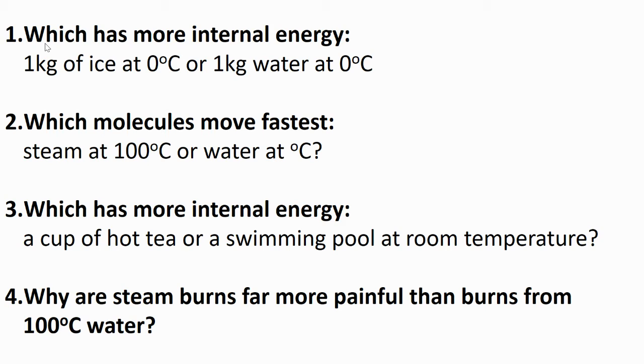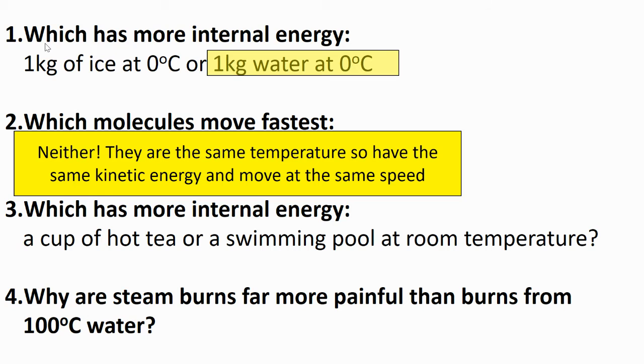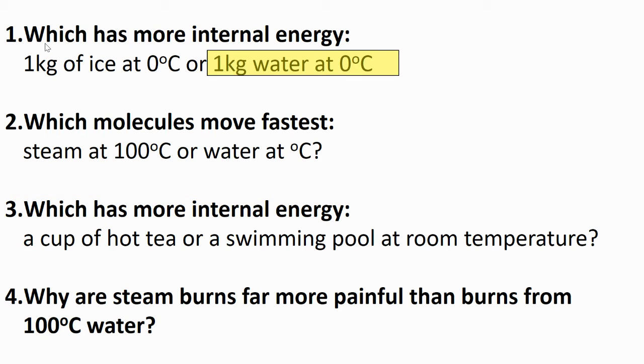So question 1, which has more internal energy? It is 1 kilogram of water. They are at the same temperature, so they have the same kinetic energy, but water has more potential energy. Question 2, neither. They are at the same temperature, which means they have the same kinetic energy and therefore they move at the same speed. So they are both at 100 degrees Celsius, although I've actually made a little bit of a typo here.